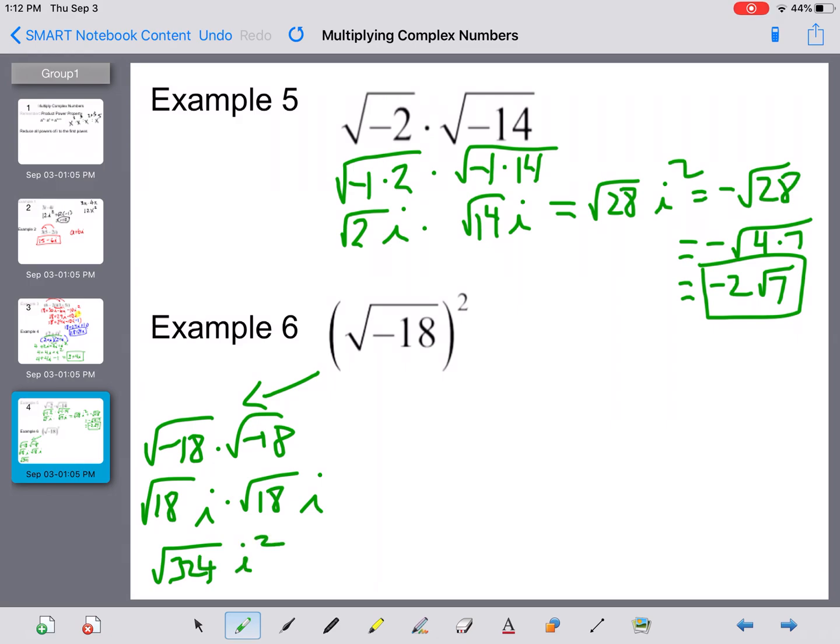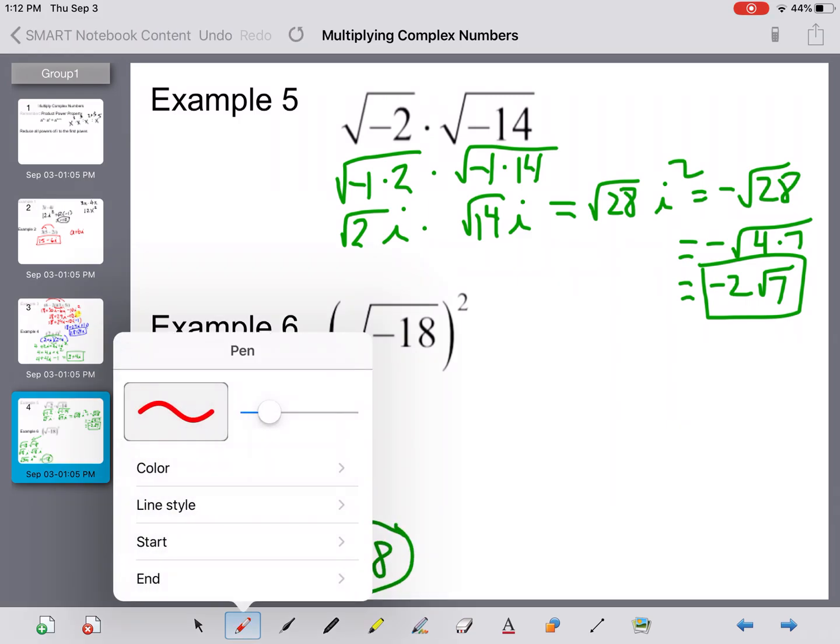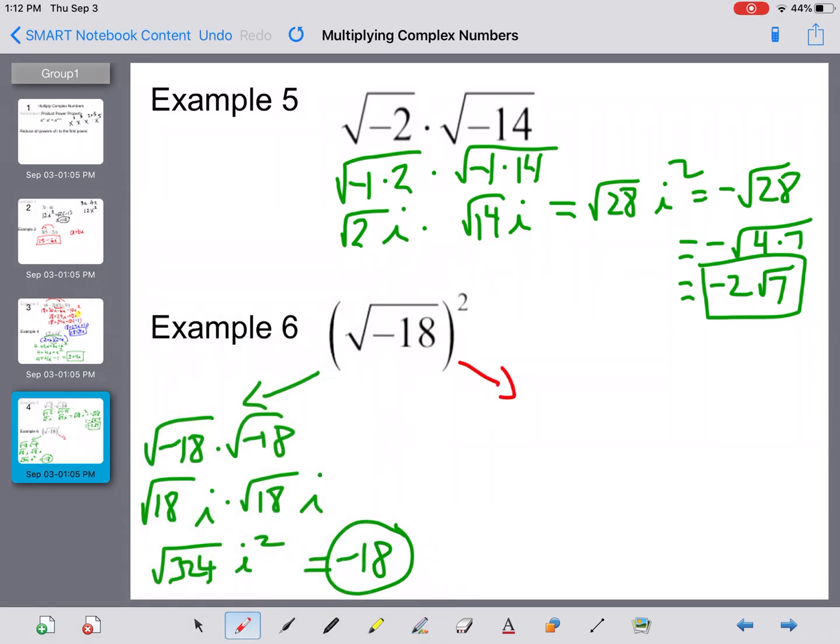And then i squared. Well, we know the square root of 324 is 18, and we're going to get a negative 1, so this becomes negative 18. We should also be able to recognize that anytime we have the square root of something squared, then that's just going to undo each other. They're almost like inverse operations, and so we could just jump right into saying negative 18. But either way will work.